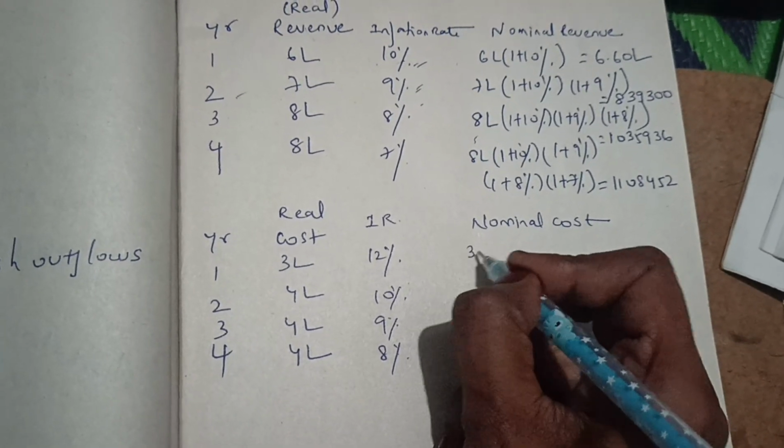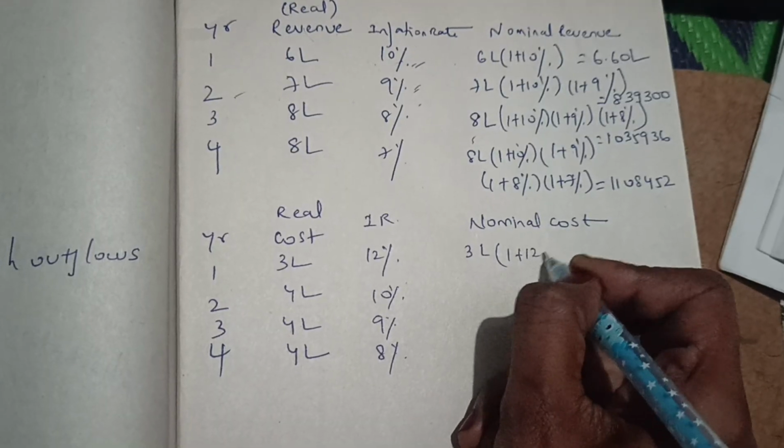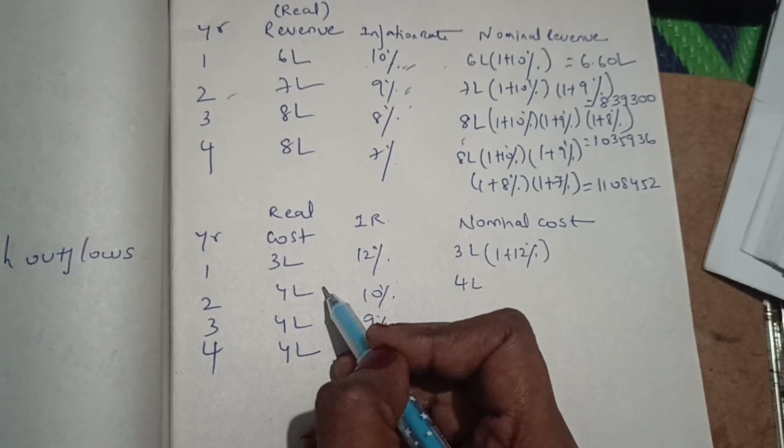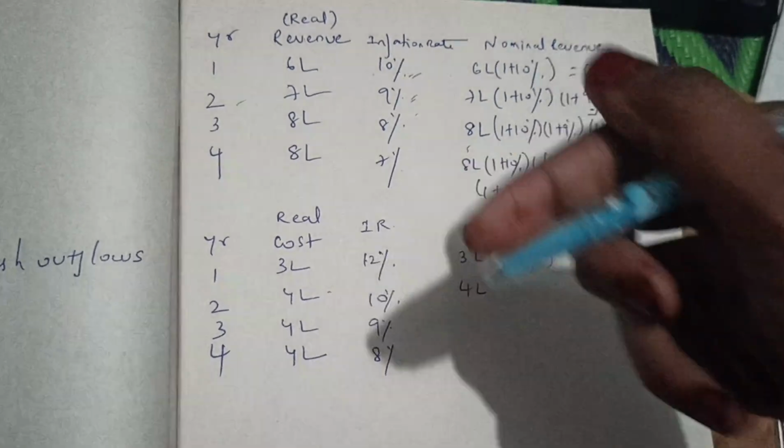So for the first year it will be 3 lakhs into 1 plus 12%. For the second year, 4 lakhs. Here you have to include inflation of the first year as well as the second year.